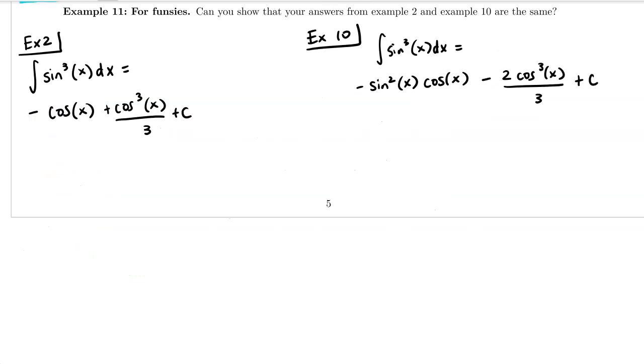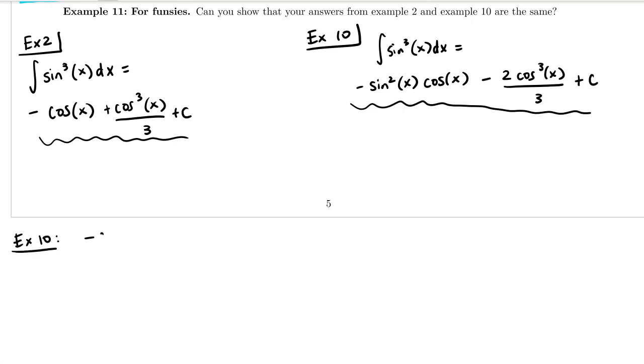Example 11 says, for funsies, can you show that your answers from example 2 and example 10 are the same? So I've gone ahead and I've written the answers from example 2 and example 10, which both had us find the integral of sine cubed of x dx, but in different ways. And I'm going to start off with example 10, and I'm just going to drop the c. So I want to show that that is equal to this here.